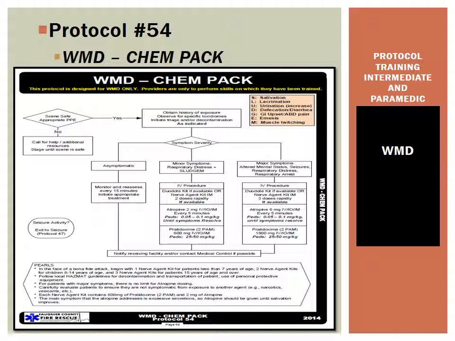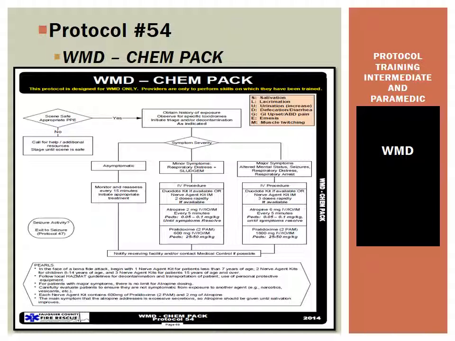In this protocol, the symptom severity is minor or major. Minor symptoms are respiratory distress and SLUDGEM: salivation, lacrimation, urination, defecation, diarrhea, GI upset, emesis, and muscle twitching. Major symptoms are altered mental status, seizure, respiratory distress, or respiratory arrest. We are going to administer the DuoDote kit, which we're going to talk about in the skills portion of this training. But the two medications that are contained in the DuoDote kit are atropine and pralidoxime.